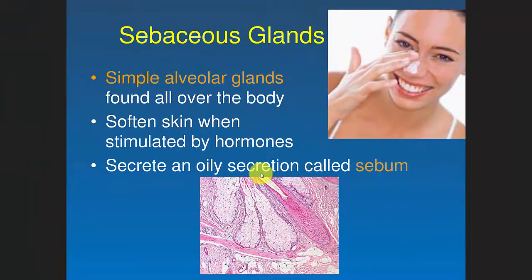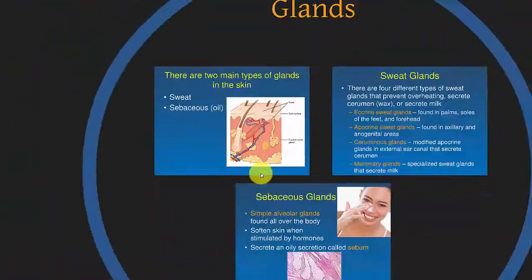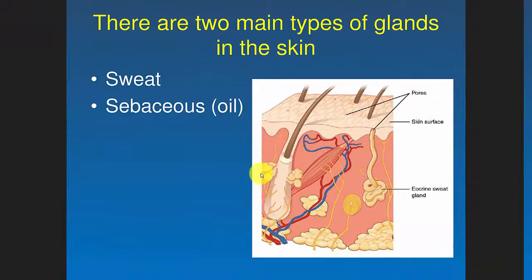Then you have sebaceous glands. These are the oil glands. They secrete an oily secretion called sebum. I'm going to skip back here for a second. So in this picture, probably could have labeled these a little bit better. This is a sweat gland here. And these glands that are around hair follicles are sebaceous glands.